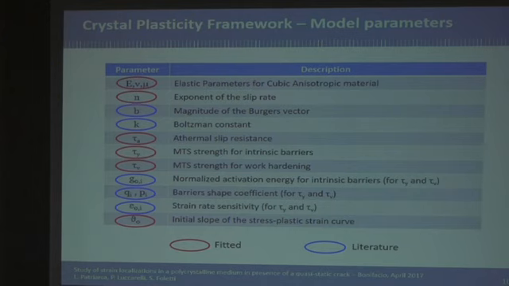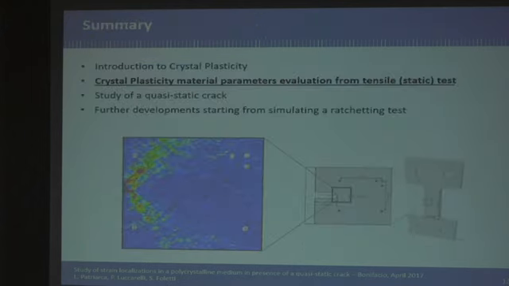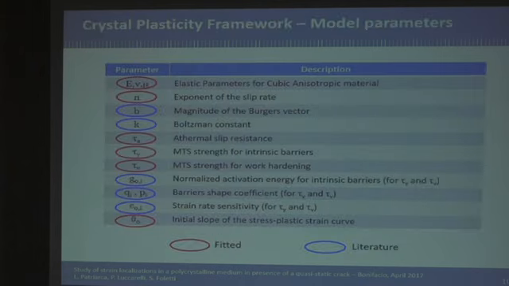For the other parameters, we need to calculate them from our specific material. So before running the simulation, we need to calculate these red parameters that can only be obtained by fitting experimental results. So in the first part of this work, the aim is to calculate these parameters for the crystal plasticity model.